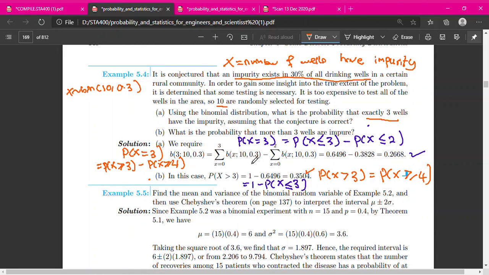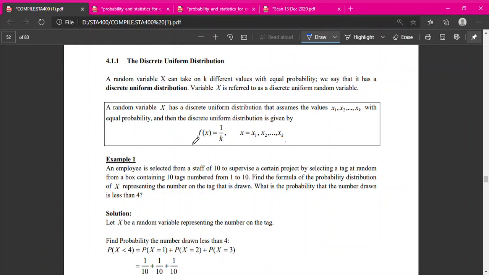Alright. Okay, tadi ada satu saya tertinggal. Satu lagi adalah uniform distribution. It is very common sebenarnya, uniform distribution. I nak ceritakan about dia punya situation. A random variable X can take k different values with equal probability. K different values with equal probability, we say that it has a uniform distribution, discrete uniform. Sebab dia ada equal probability, so it is kita panggilnya discrete uniform. Variable X is referred to a discrete uniform random variable.